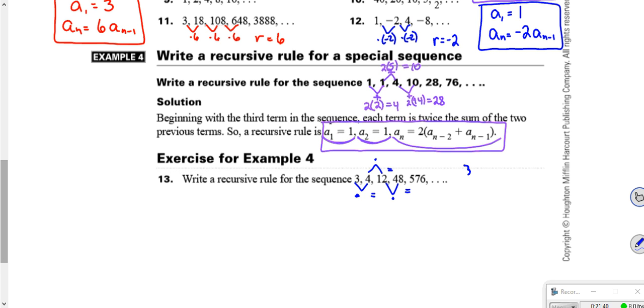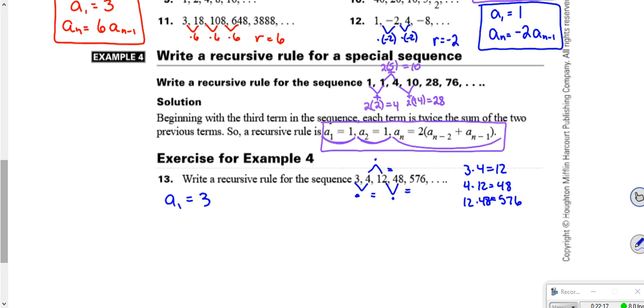So again, you can write that out. 3 times 4 equals 12. 4 times 12 equals 48. Sorry, let me write it in the same order. 12 times 48 equals 576. So we're taking the preceding two terms and multiplying them. So I need a couple of things. Anytime I'm going to require two preceding terms, then I have to write down the first two terms of the sequence.